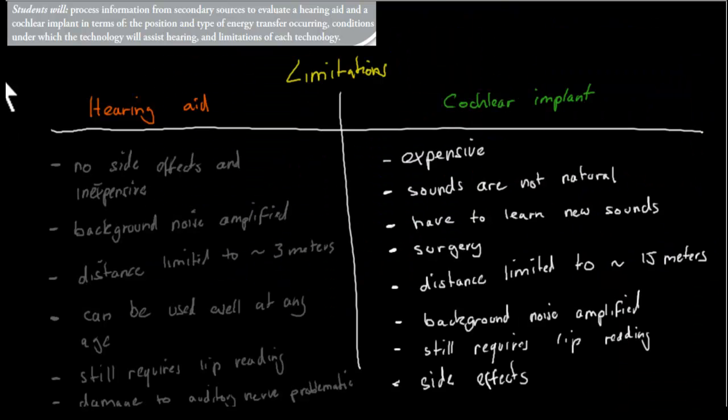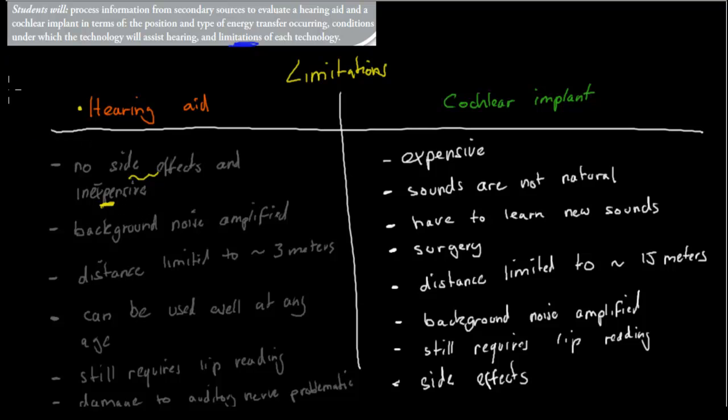Next and last part, we need to talk about limitations of each technology, because whilst these technologies are good and useful, they're not perfect. They don't completely reduce hearing loss, they just help. So there are some good things and some not so good things. With a hearing aid, the good thing is there are no side effects and it's relatively inexpensive. There's no surgery and no bigger complications.